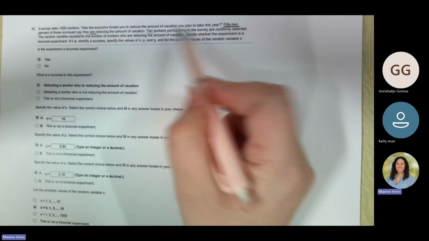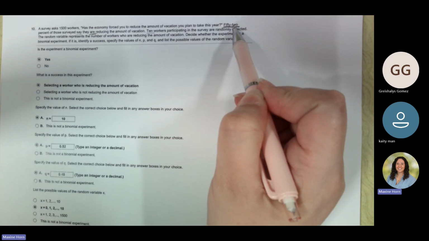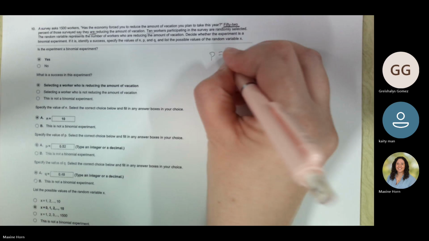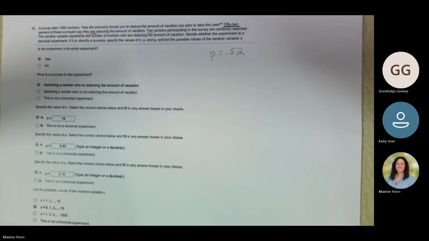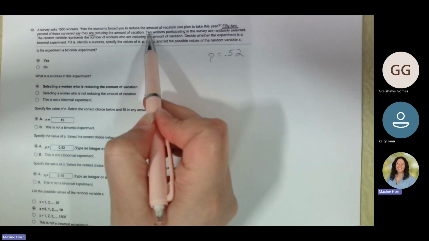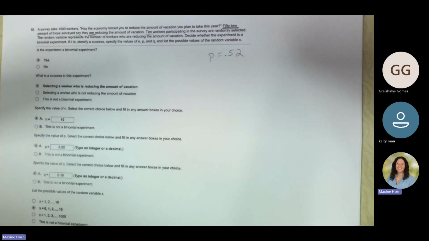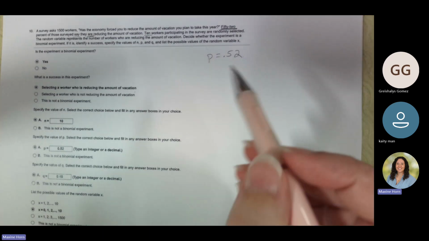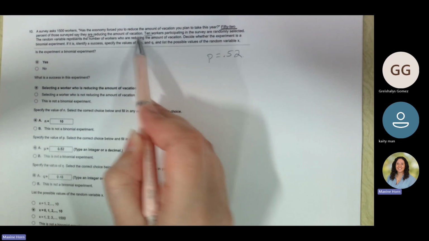Specify the value of n. Real quick, let's go back and identify all these things ourselves rather than doing it piecemeal. So we read through the problem. 52% of those surveyed say that they're doing this thing. Going back to number 3, the probability of success is the same for each trial. That's the probability we're going to apply to the 10 workers we're looking at. 10 workers are participating in the survey. That's our N.